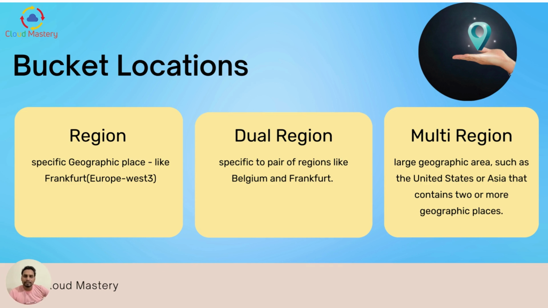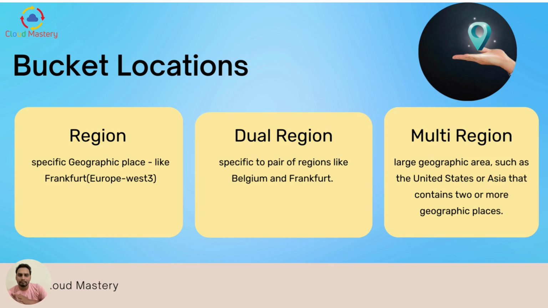Whereas dual-region is specific to a pair of regions. The data will be replicated across different zones in the two regions basically. So for example, if you create a dual-region bucket between Belgium and Frankfurt, the data will be redundant across different zones in these two regions. So that's how the dual-region concept works. And one other important thing is that dual-region buckets are geo-redundant. Objects that are geo-redundant are stored redundantly in at least two separate geographical places separated by at least 100 miles. So that's the concept of geo-redundancy.